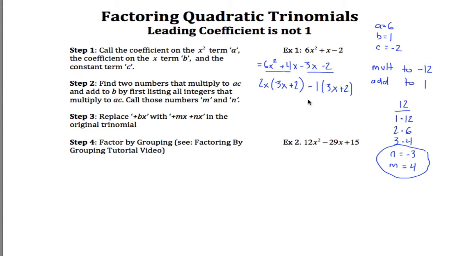And now what I have are two terms. Here's one of them, here's the other one, and each of those terms have this 3x plus 2 in them. So I can factor out that 3x plus 2. If I pull out that 3x plus 2 from this first term, I'm left with 2x. If I pull out that 3x plus 2 from this second term, I'm left with negative 1. And so what I now have is the factored form of this guy here.